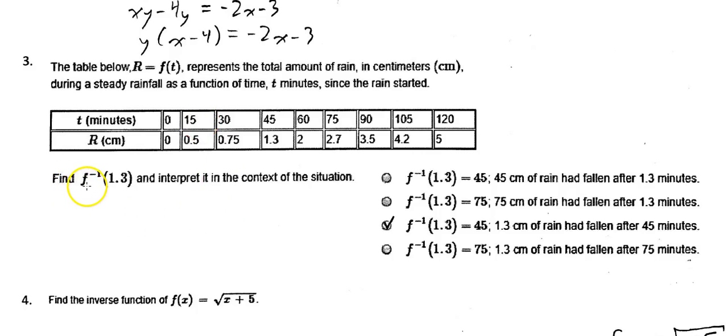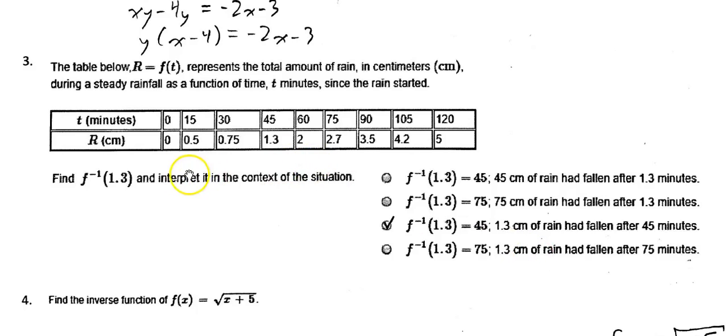So this said to evaluate f inverse of 1.3, which means I'm looking at what we consider the y column or the y row essentially, and then we're stating the x value as our answer instead of, given the x value, stating the y value. So the answer to f inverse of 1.3 is 45. So right off the bat, you should be able to eliminate two of those answer choices.